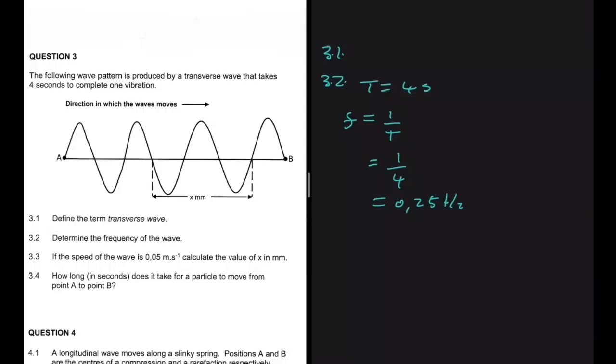Now off to the next question, 3.3. It says that if the speed of the wave is 0.05 meters per second, let's calculate the value of x in millimeters.